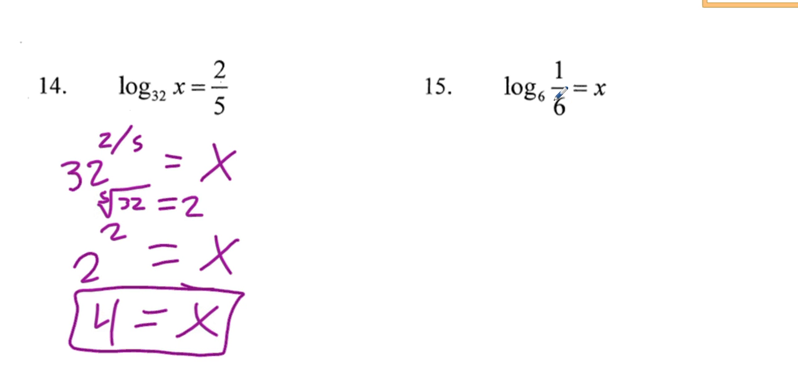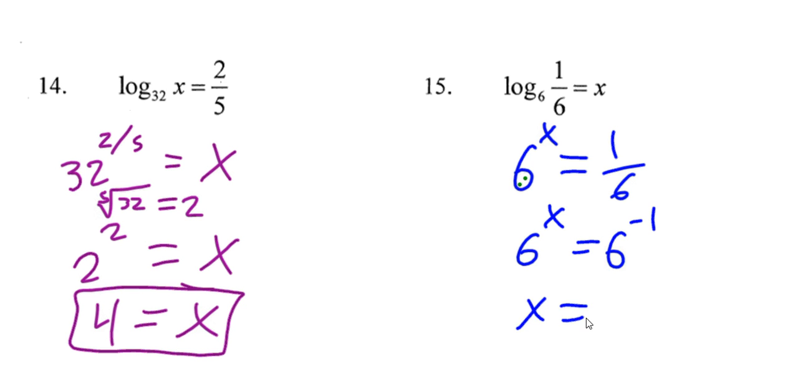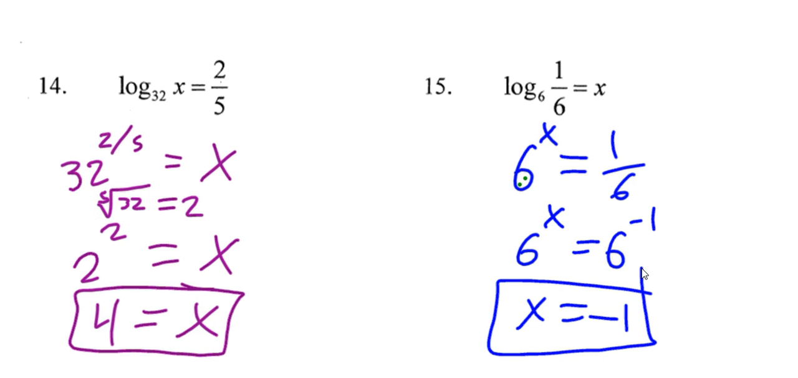So log base 6 of 1/6 equals x might be easier for you to solve if you convert it to an exponent. So that's 6 to the x equals 1/6. Once you see it that way, hopefully you can observe that since the 6 is on the bottom, that's a negative exponent. Then 6 to the negative first. You can change 1/6 to be 6 to the negative first equals 6 to the x. Since the bases are the same, x equals -1, and done.